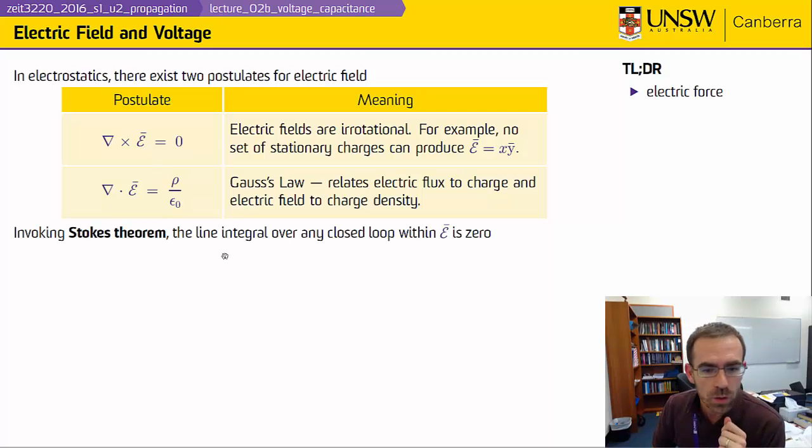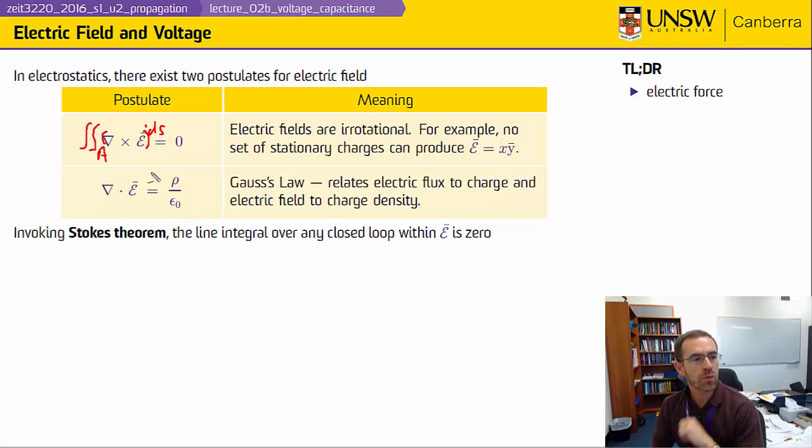So let's look at a little bit of what the consequence is. I can invoke Stokes' theorem, and Stokes' theorem allows me to integrate over a surface. So I've got here a double integral over some surface A of this curl dotted into the surface area element. Right? So that's Stokes' theorem.